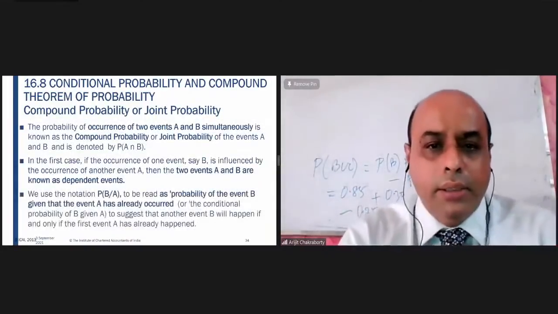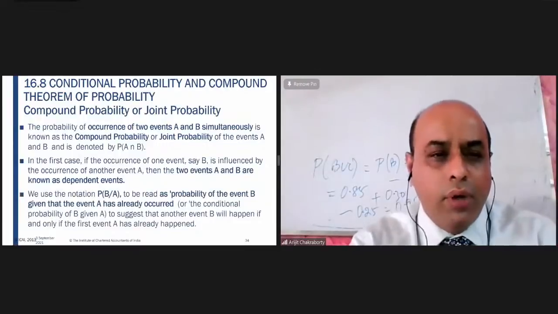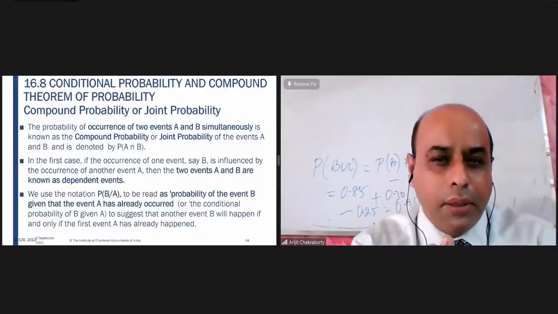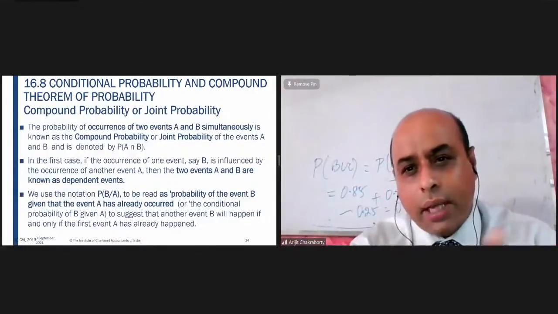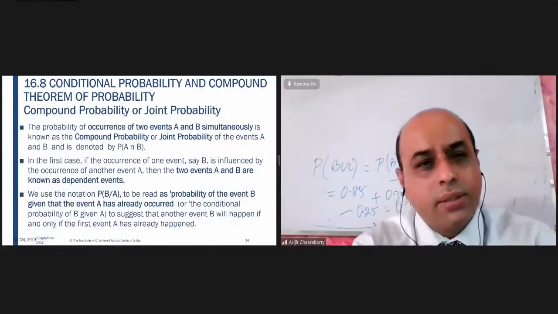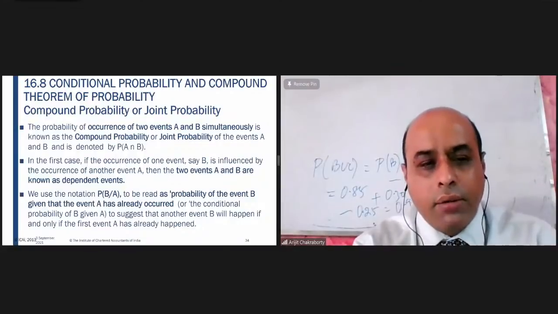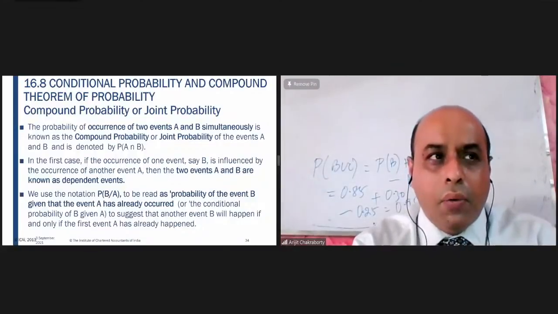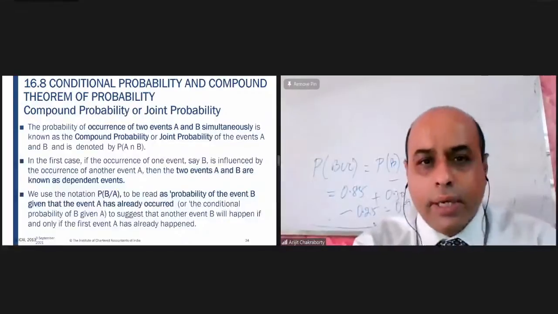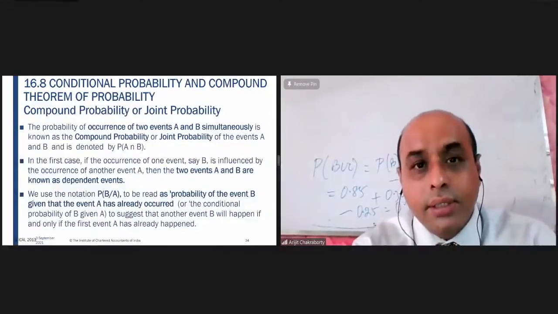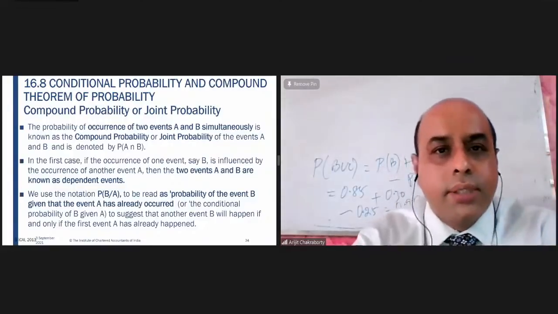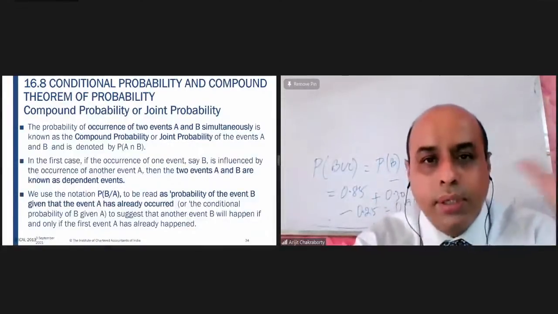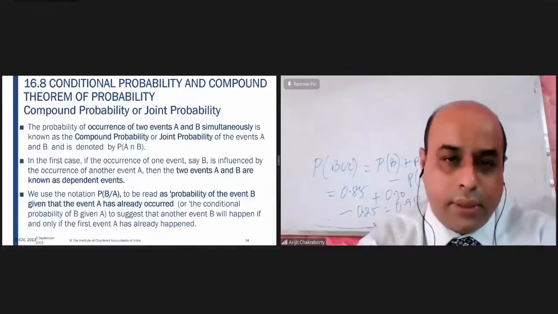Now we come to compound probability, joint probability or compound probability. So the occurrence of two events simultaneously will be a case of compound probability. Say one event is passing the exam, and the second event is getting a good job. Now, if I don't pass the exam, I may not get a good job. So here, these two events are linked with each other.